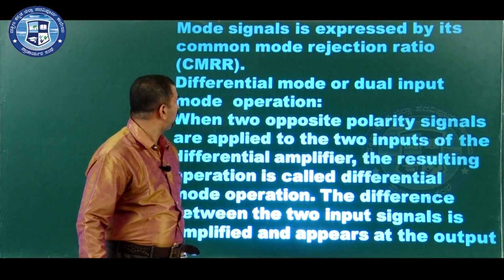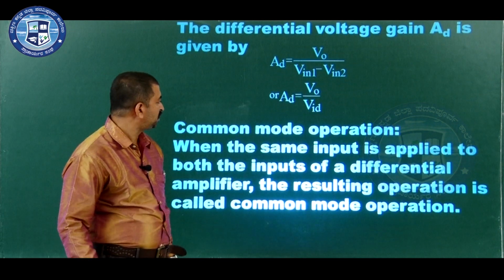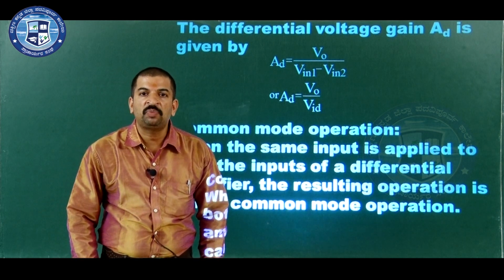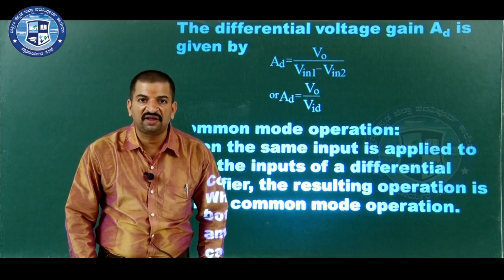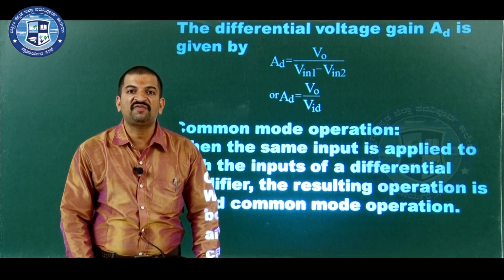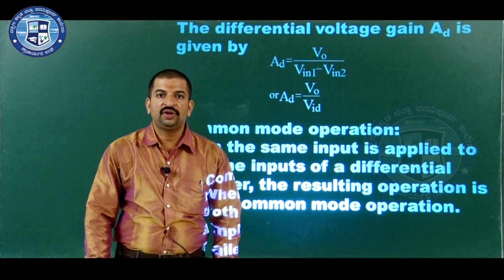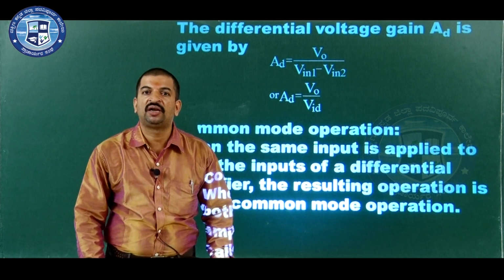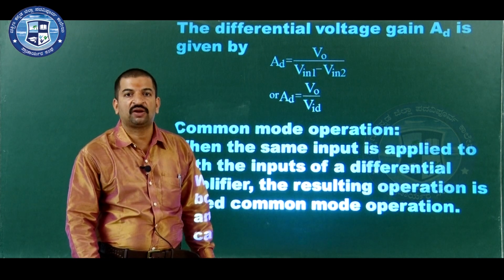Now, let us consider the common mode operation. When same input voltages are applied to both input terminals of the differential amplifier, the amplifier is said to be in common mode operation. You know, when same input voltages are acting simultaneously, the net input voltage to the amplifier becomes 0.